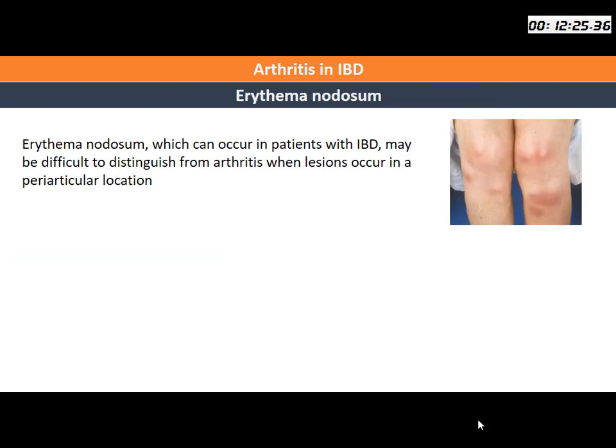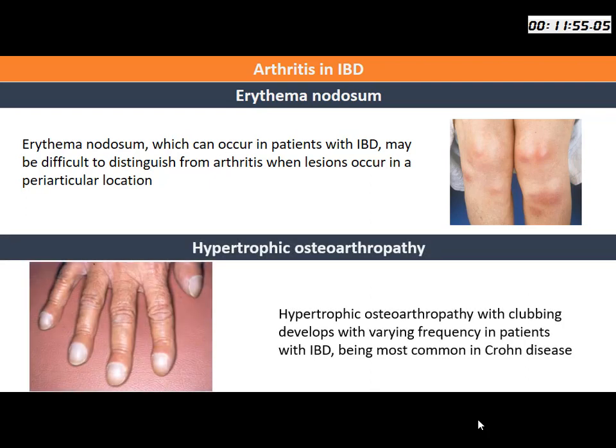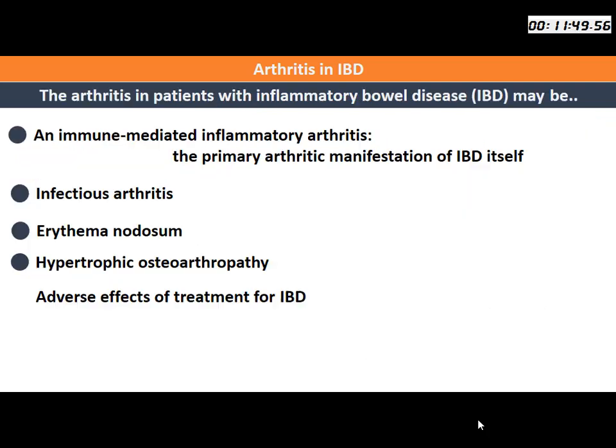Erythema nodosum and HPO. Erythema nodosum is mostly a skin presentation. The subcutaneous painful, tender, red nodules, but sometimes the erythema nodosum itself has an arthritic element, like the idiopathic EN has arthritis as part of the EN, but the point is that sometimes the red nodule is in a very articular location, so you don't know if this is an erythema nodosum or an arthritic red hot swollen joint. And the other thing is the HPO, especially in Crohn's disease. It's not about clubbing only, it's also about arthritis. And the last one, an adverse effect of treatment.